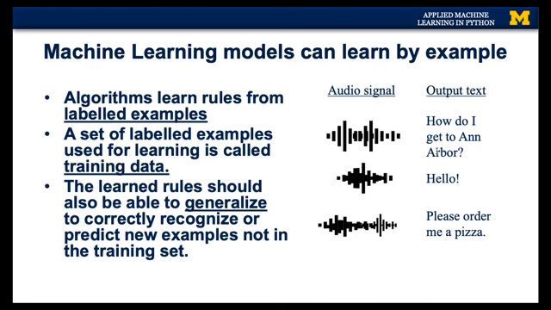So machine learning models can learn by example. Algorithms learn rules from labeled examples. For example, these are some audio data and this is the output data. A set of labeled examples used for learning is called training data. And the learned rules should also be able to generalize to correctly recognize or predict new examples not in the training set.